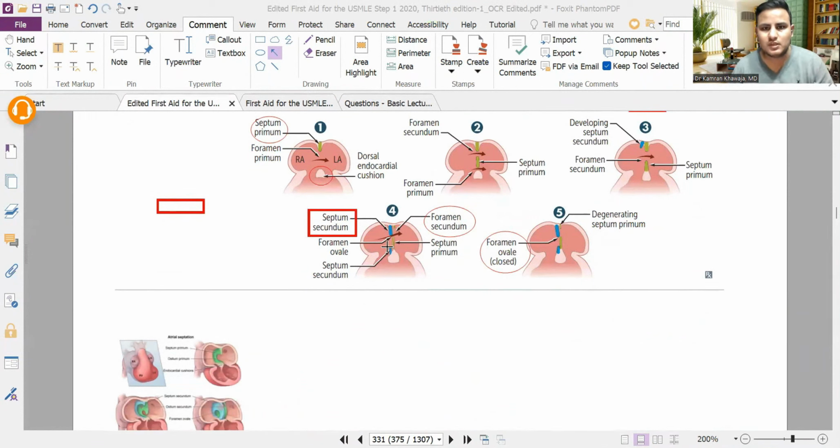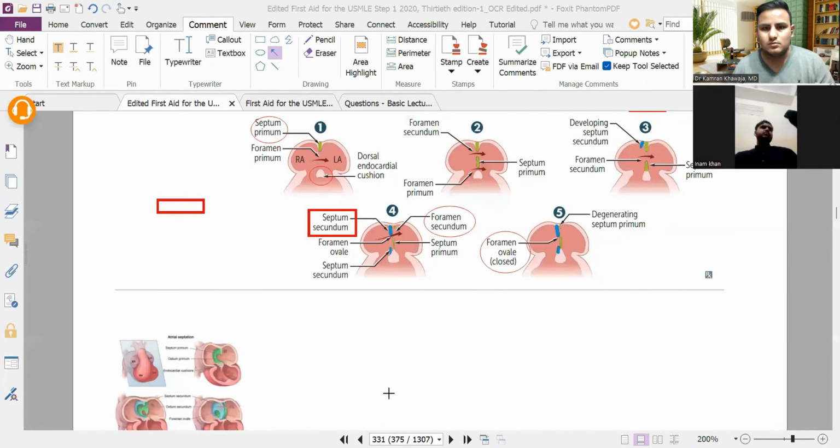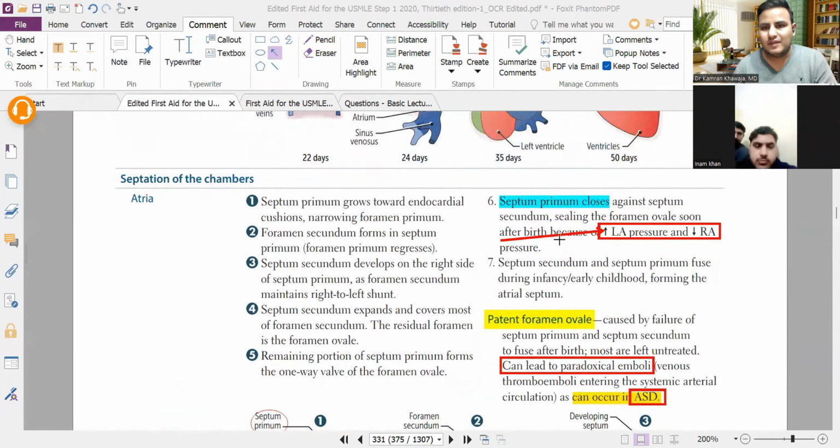You can see in this picture, this is green. Cardiology, embryology. So we are discussing this septum primum and septum secundum. When the septum primum closes against the septum secundum, the foramen ovale is also closed. When the foramen ovale is not closed, it causes a patent foramen ovale.